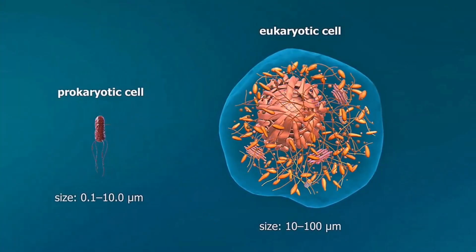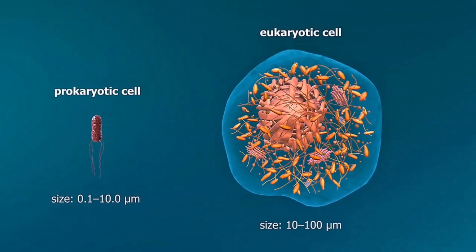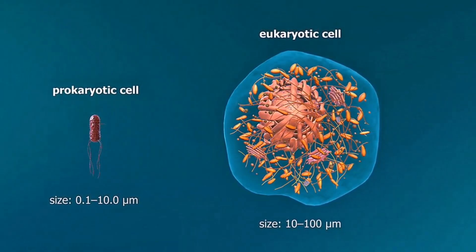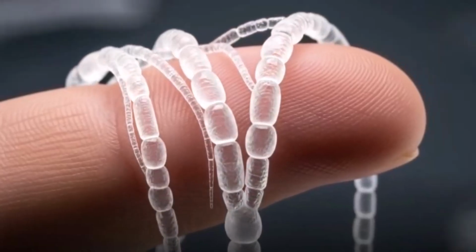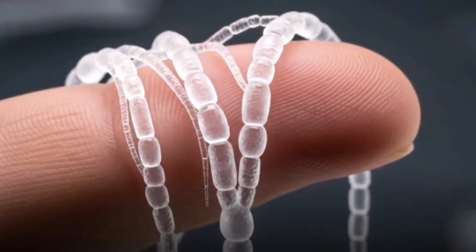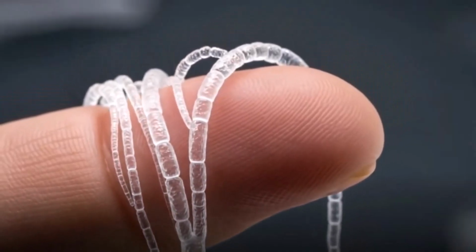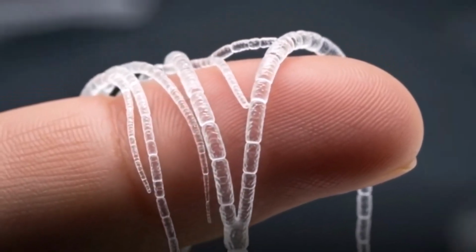There are even some giant prokaryotic cells that are much larger than some eukaryotic cells. The giant bacterium, which lives in the gut of surgeonfish, is large enough to be seen with the naked eye and can grow up to 10 times the size of a typical eukaryotic cell.